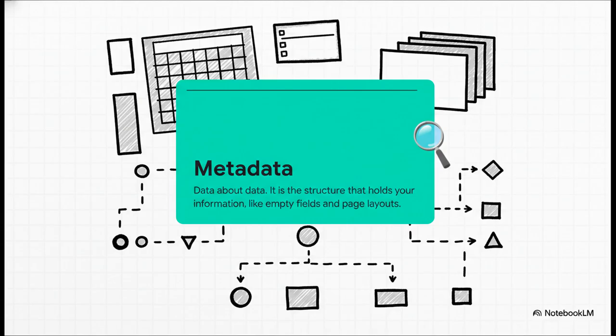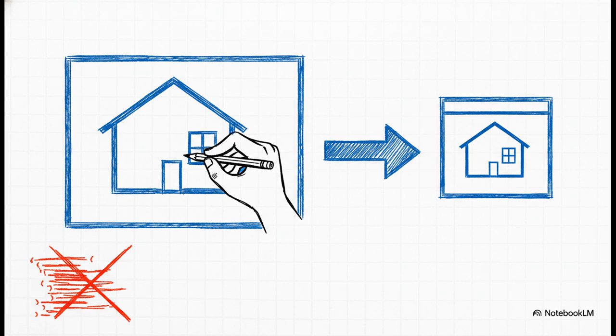That's the metadata. It's often called data about data, which is a perfect way to put it, because it defines the shape and the rules for your actual data. It's the container, not the contents. And this right here, this is the absolute secret sauce.